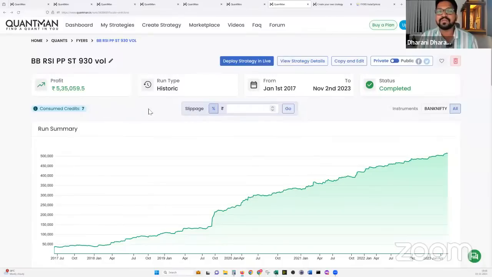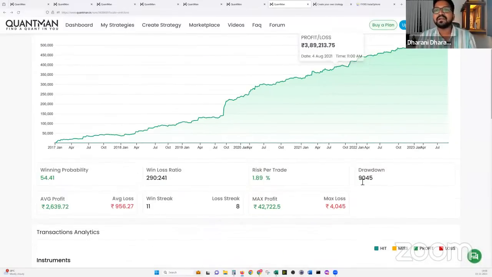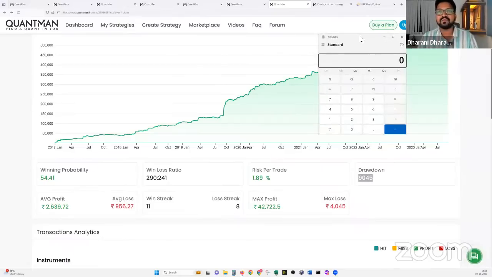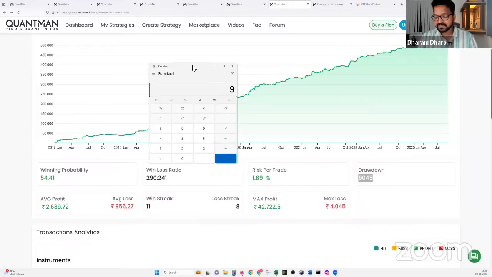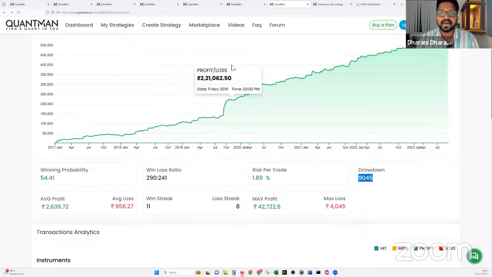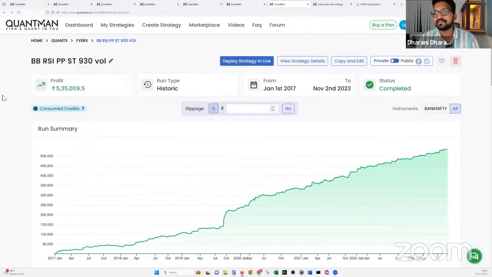Along with this 6,000 rupees, which is the margin required, we need to take 2 times the drawdown. The drawdown over here is 9,000 rupees. So 9,000 into 2 is 18,000, plus another 6,000 is 24,000 rupees of margin that should be there in your account to take this particular trade setup. This is how we calculate the margin.